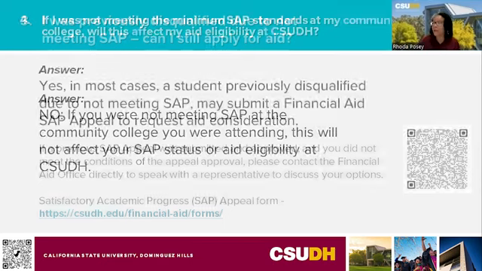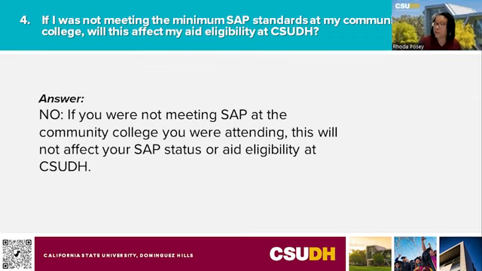Number 4, if I was not meeting the minimum SAP standards at my community college, will this affect my eligibility at CSU Dominguez Hills? The answer is no. If you were not meeting SAP at your community college, this will not affect your eligibility for aid at Dominguez Hills.